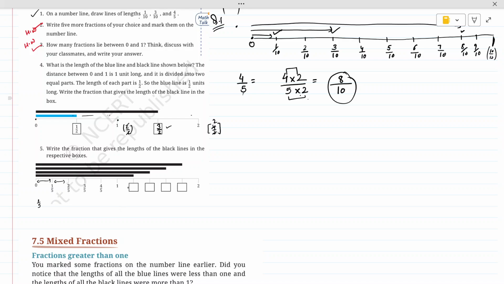Right? Now what we have to do? We have to write the length in the boxes. So we have 1 by 5, 2 by 5, 3 by 5, 4 by 5, and 1. 1 is nothing but 5 by 5, right? We can write this as 1. Then 6 by 5, 7 by 5, 8 by 5, 9 by 5, and 2. 2 is nothing but 10 by 5. Simple. So this is how we have to do this question.